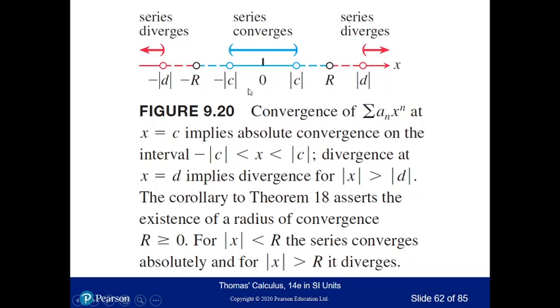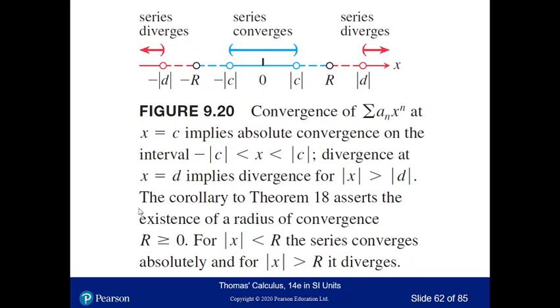That's what it means, look. So if it converges at c, it's going to converge in between negative and positive absolute value of c. If it diverges at d, it's going to be divergent outside of this absolute value of d, on the red parts. Okay, interesting.